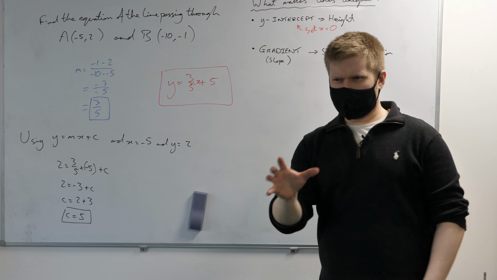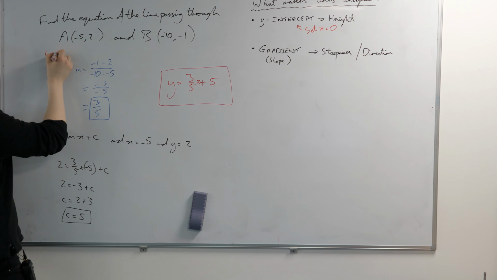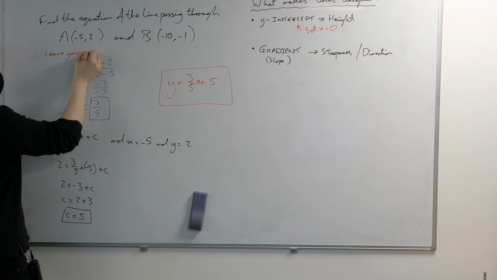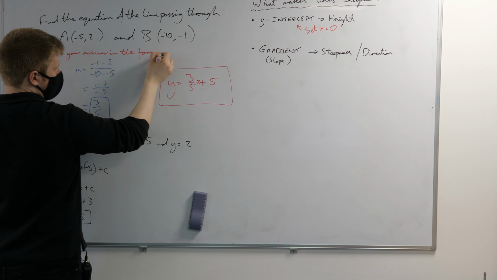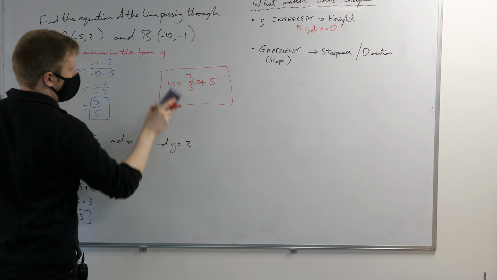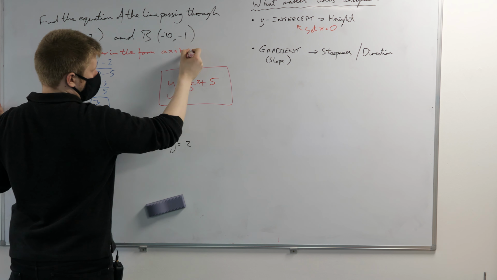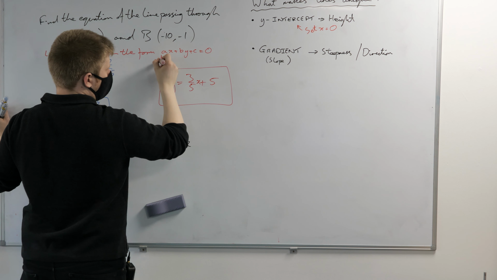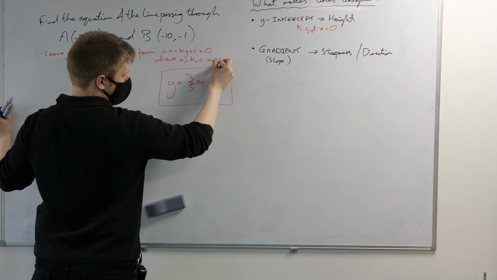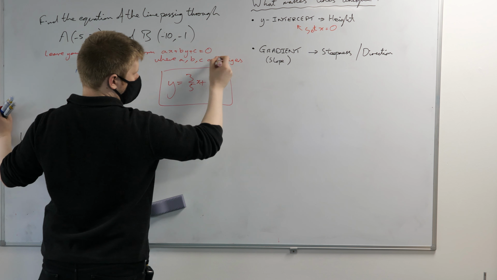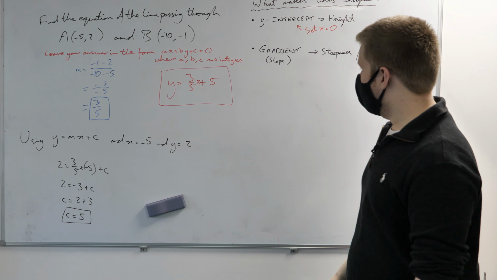But you see here, it's kind of a fraction. So another way that we can actually leave our line, so let me write it in red. Leave your answer in the form ax plus by plus c equals 0, where a, b and c are integers. So this is asking for what form you want to leave the final answer in.